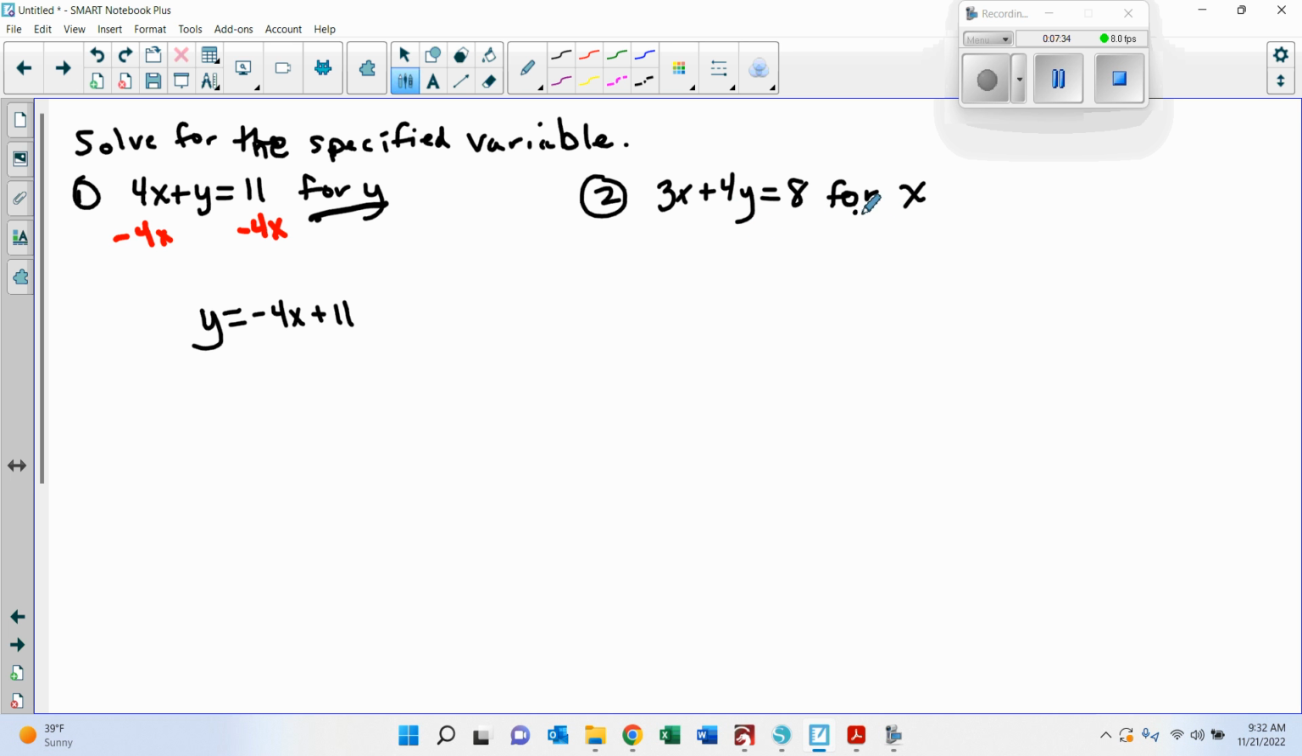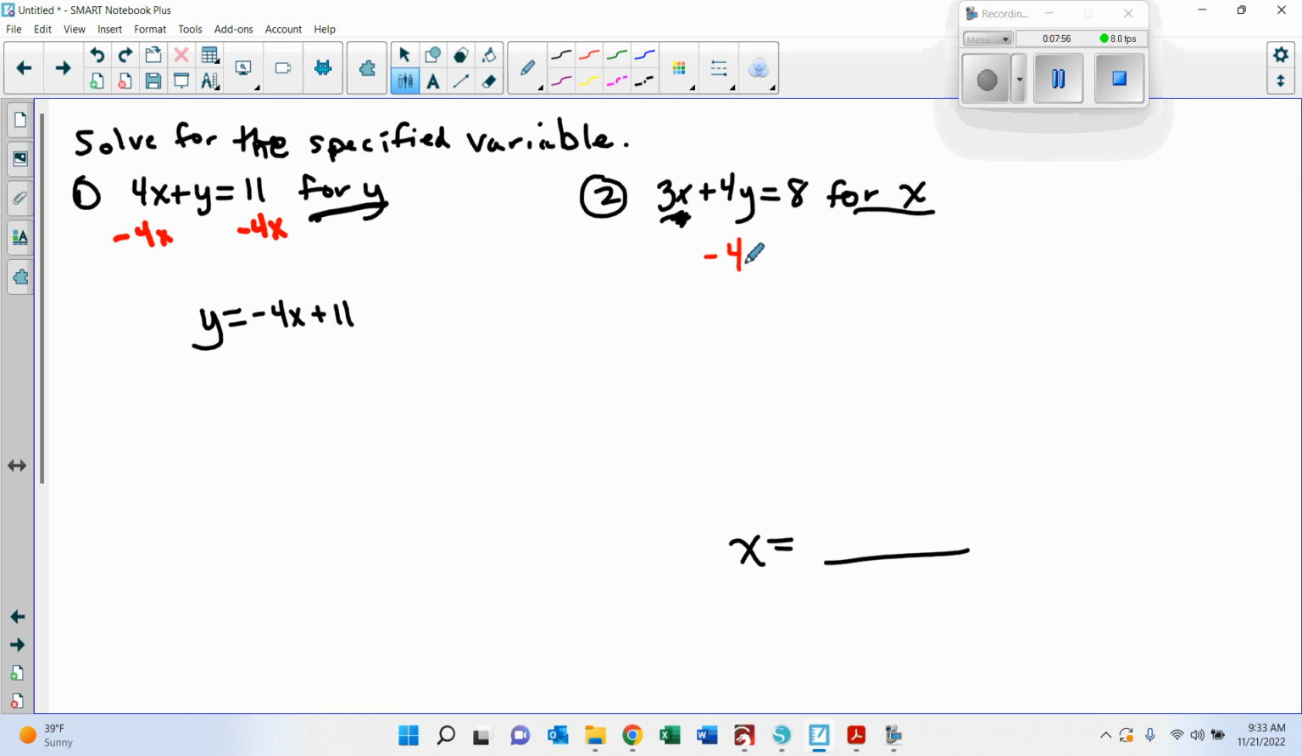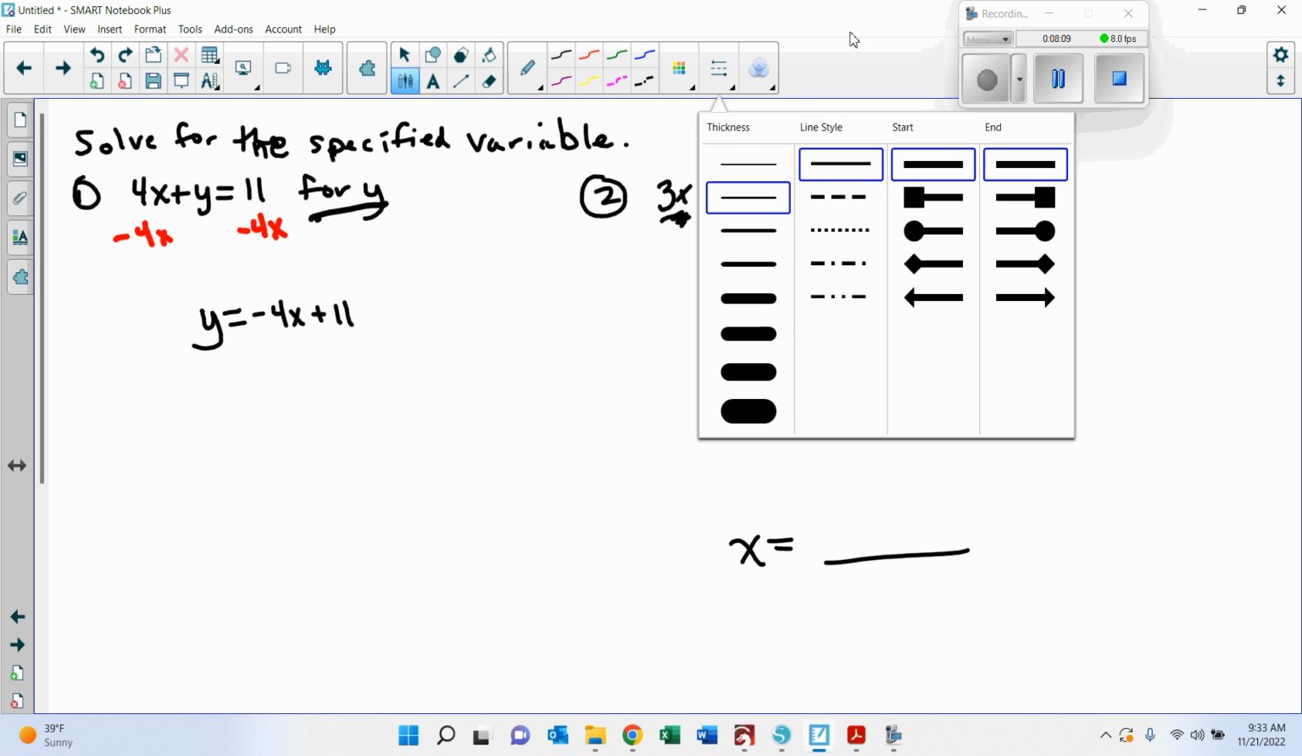Here now I'm solving for x. So that means when I'm finished, I need it to say x equals something. That's what I'm looking for. So the first thing I need to do is get this term over here by itself, so I need to get rid of this 4y. I'm going to subtract 4y from both sides. There's my equal sign. I subtracted 4y from the left and I subtracted 4y from the right. Then we're going to see what we get.